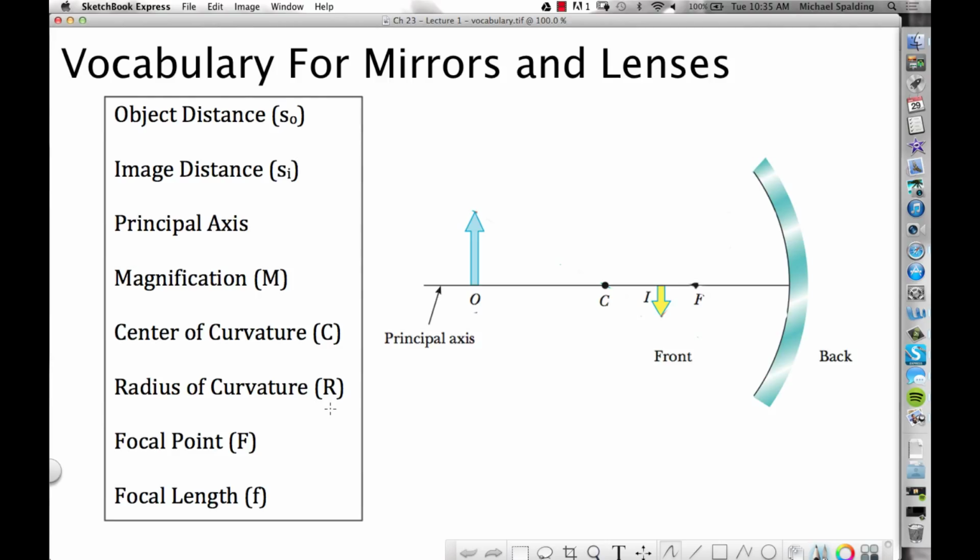If you're given a mirror problem, they're going to give you information about the mirror. Then they're going to say, where does the image form? How big is the image? Is it upright or inverted? Is it real or virtual? You can solve these problems mathematically, which is more time-consuming but accurate, or you can solve it graphically, which is remarkably fast but not accurate.